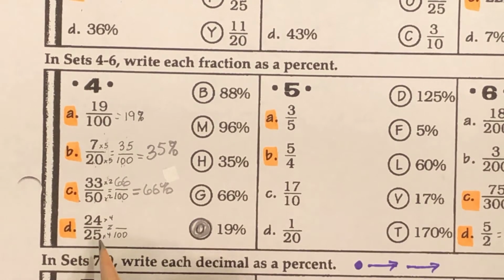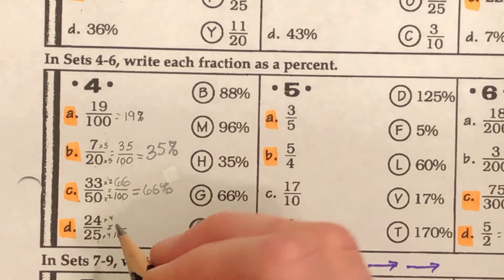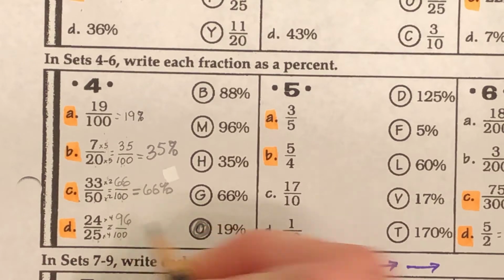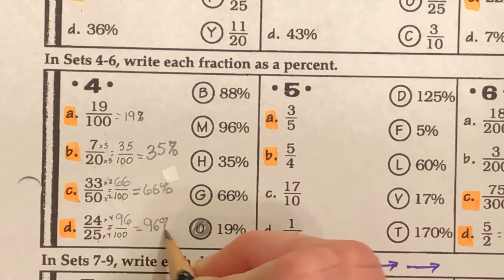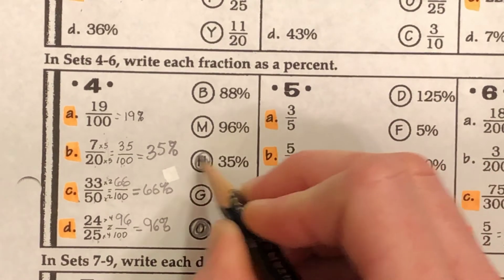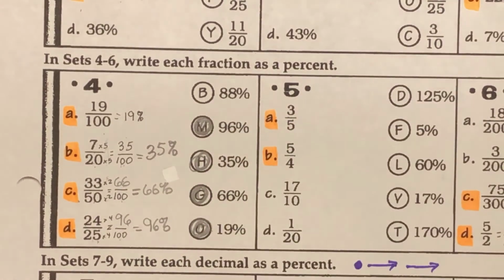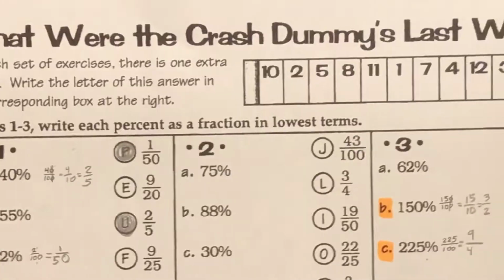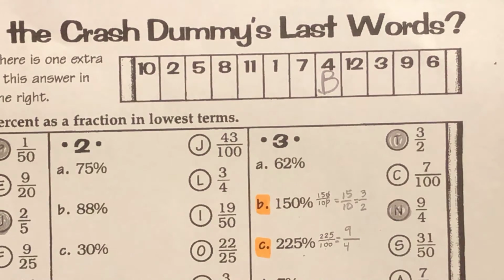And down here, 24/25ths. Remember, 4 quarters and $1, so 25 times 4. My rule is times 4. 24 times 4 is 96. 96 hundredths is 96%. See how easy that is? So let's see, we got 19, 35, 66, 96. So the answer for 4 is B. We can go on up here to 4 and write B. I got you the answer for that one.